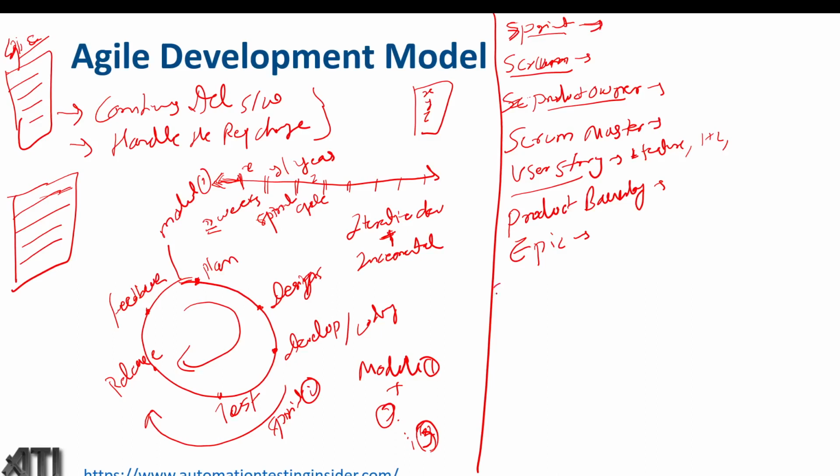Another term is story point. So what do you mean by story point? It defines the complexity of the user story with respect to the dev and testing team, like how complex the particular user story is.